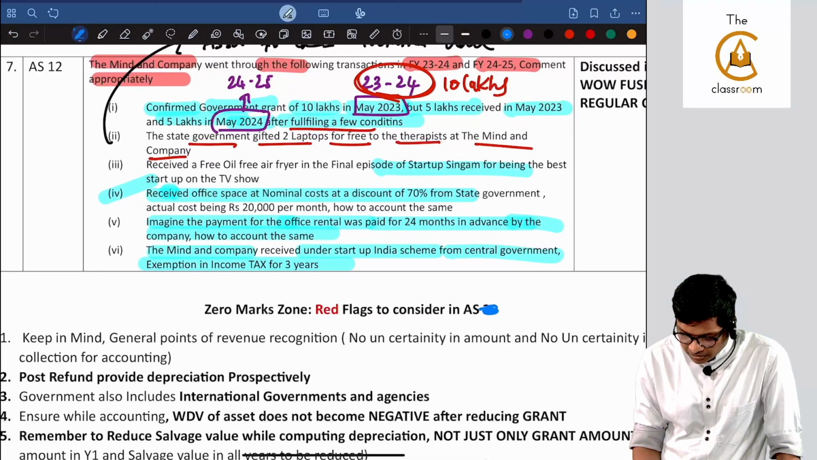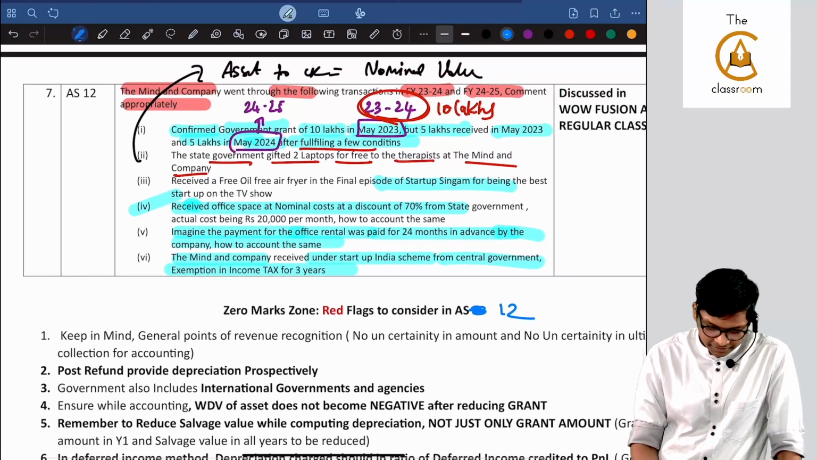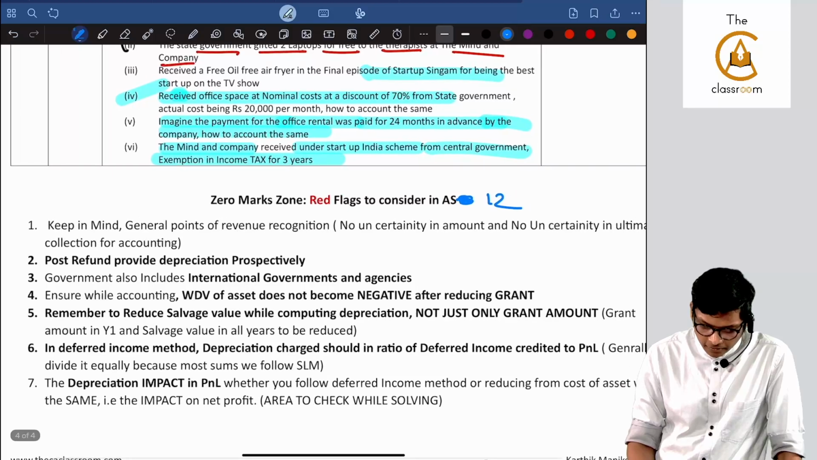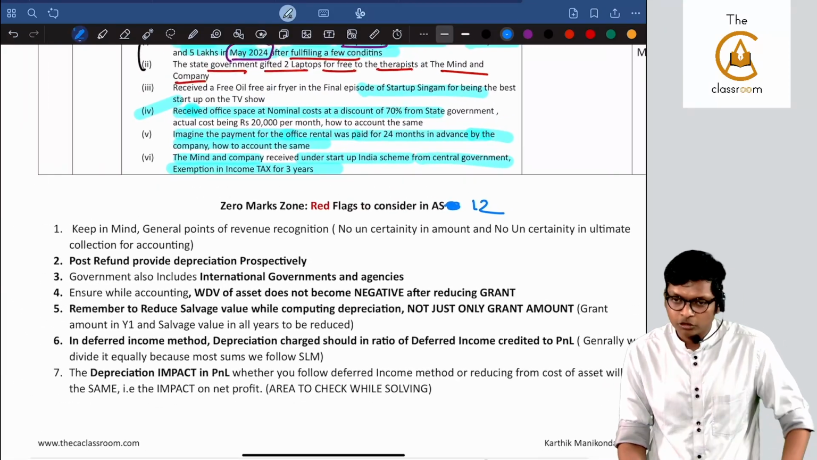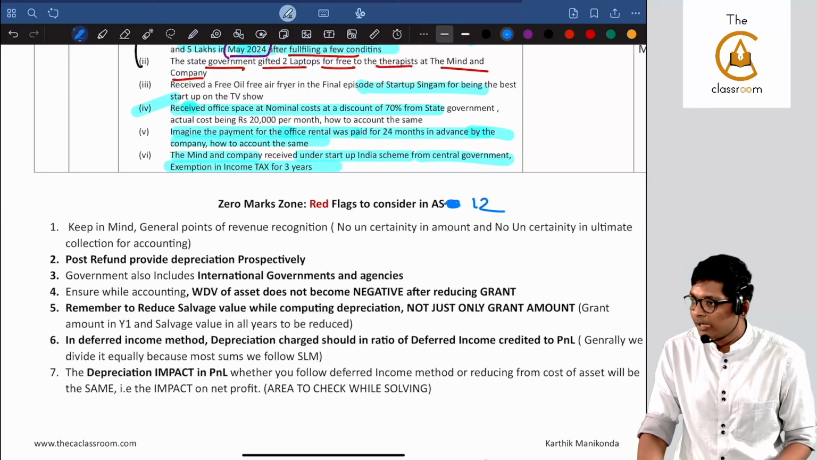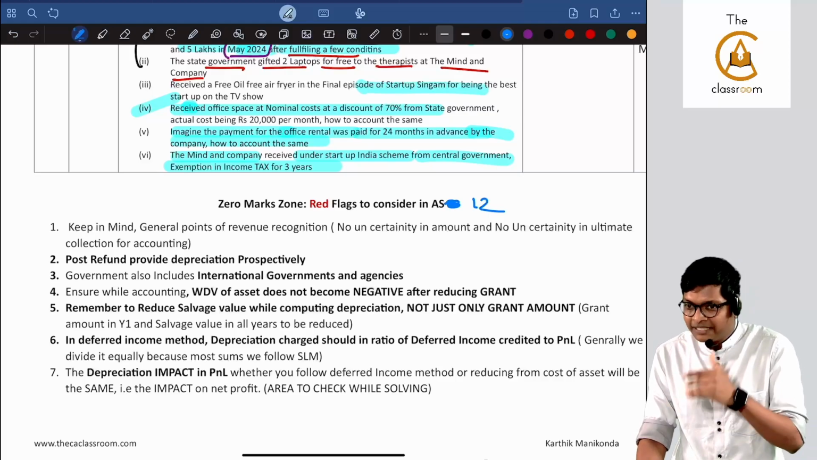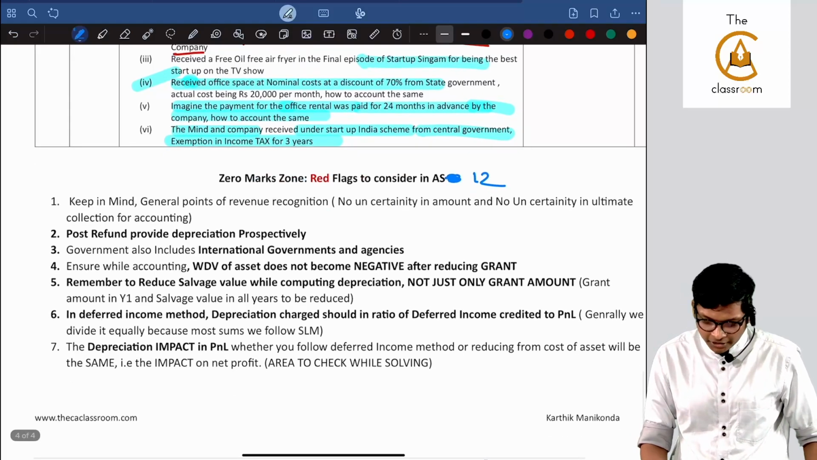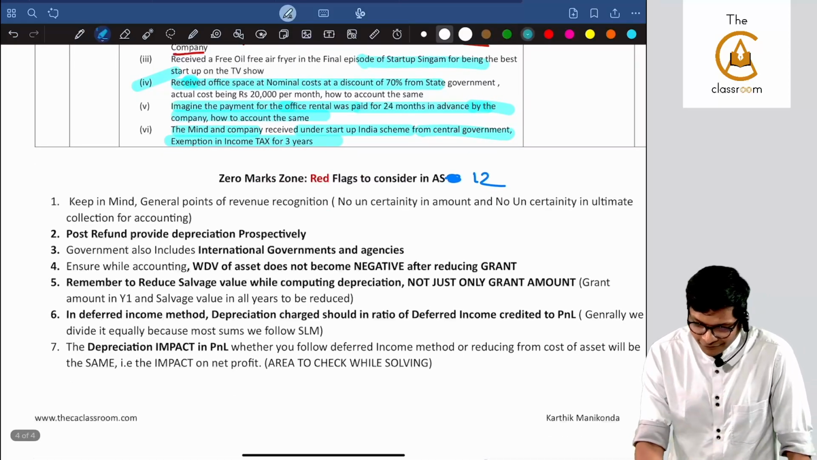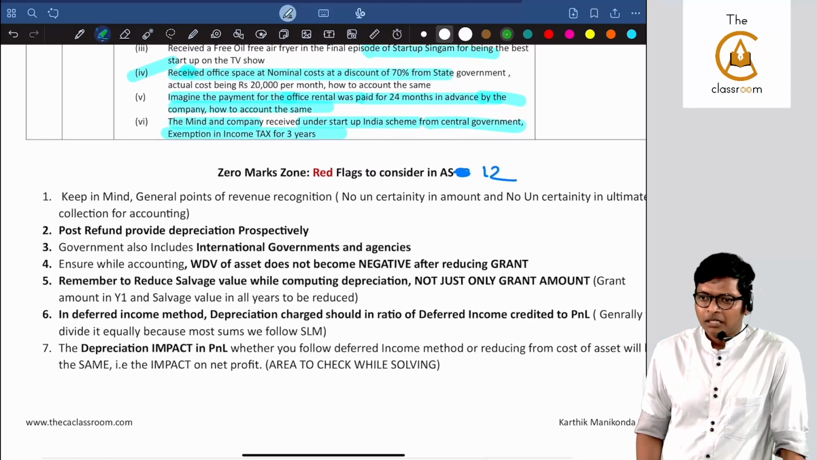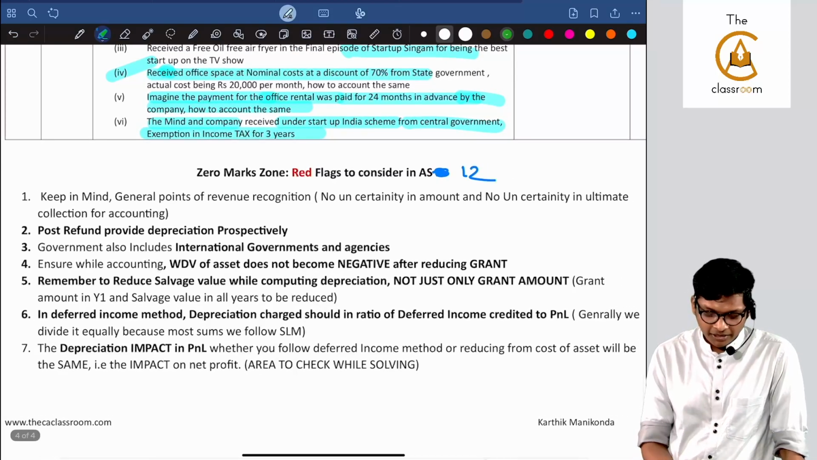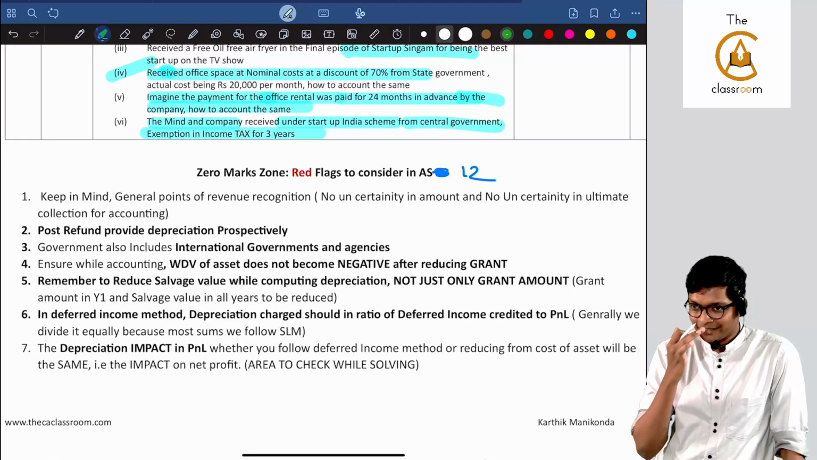Red flags in AS 12. I didn't see that. Okay, let me finish off the red flags also, guys, so that only RCB will be left. RCB generally I will leave to the last because they are coming last only. Okay, fine. Last up, just some red flags, guys.